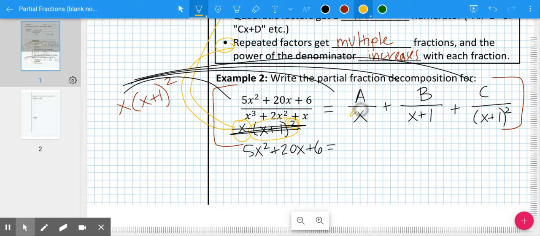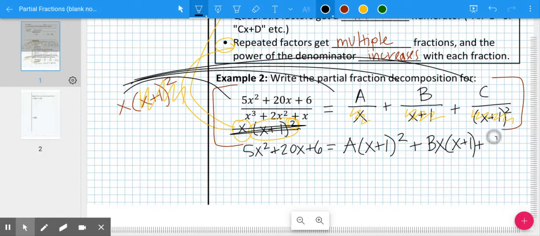The A over x, the x's cancel, and you have A times x plus 1 squared. The second fraction with the B, we're going to cancel 1 x plus 1 with 1 x plus 1. So we have B, an x, and an x plus 1. So we have B times x plus 1 times x. I am just clearing fractions here. For the last one, the whole x plus 1 squared cancels, and you have just the C and just the x all together.